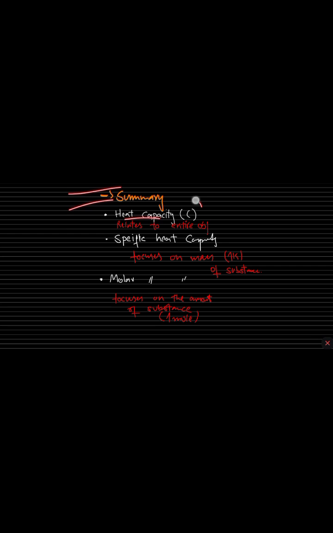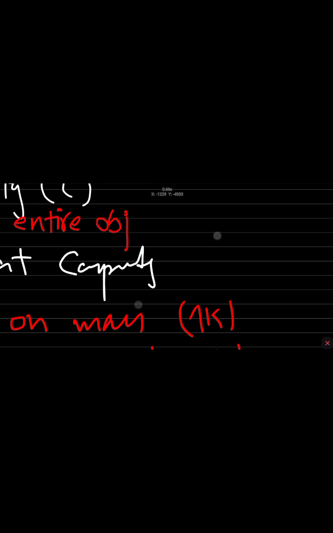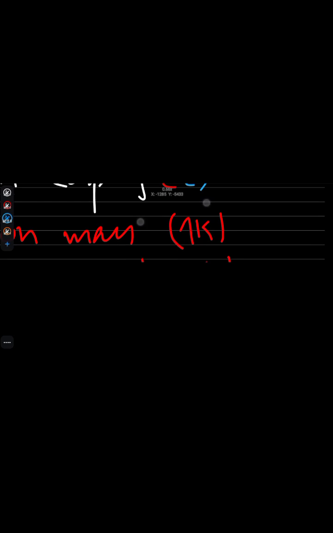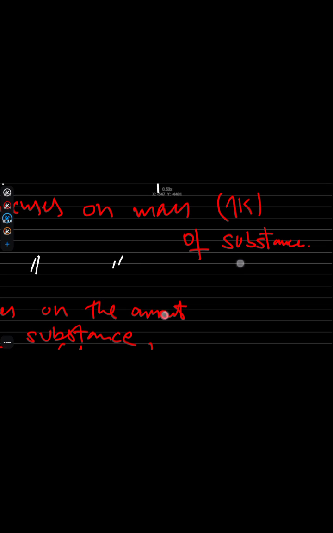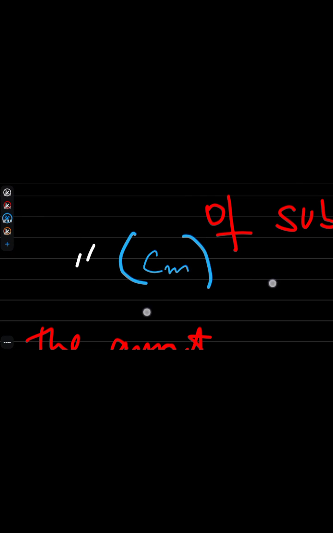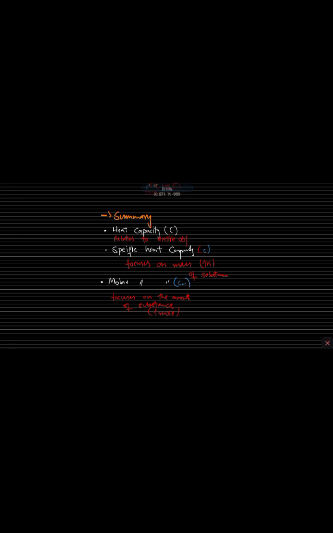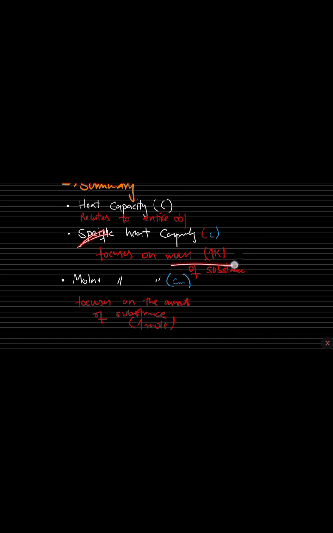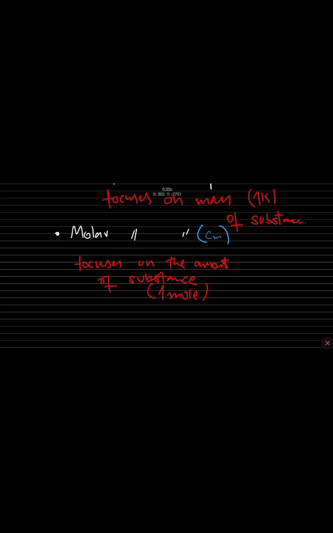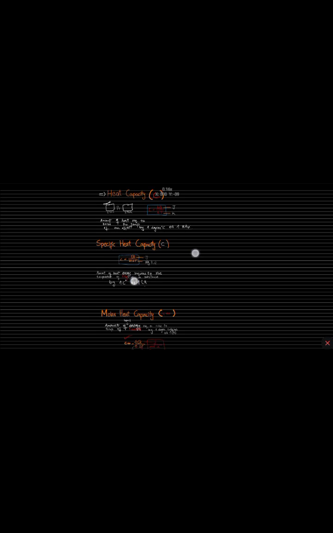This is the short summary of it. Heat capacity is recognized by capital C, specific heat capacity is recognized by small c, and then we have molar heat capacity, which is recognized by Cm. Heat capacity relates to the entire object, specific heat capacity focuses on the mass of 1 kg of the substance, and molar heat capacity focuses on the amount of substance, which is 1 mole. Okay, hope this is clear. See you in the next video.